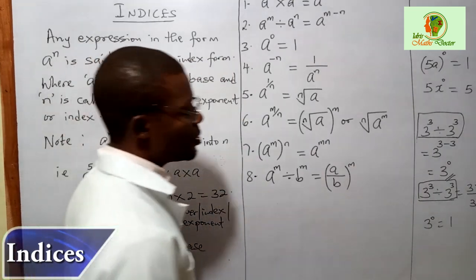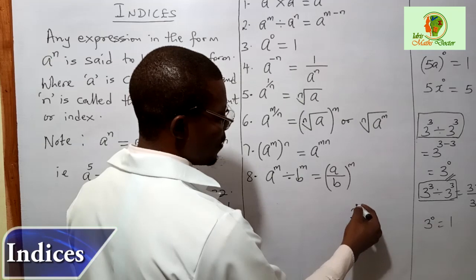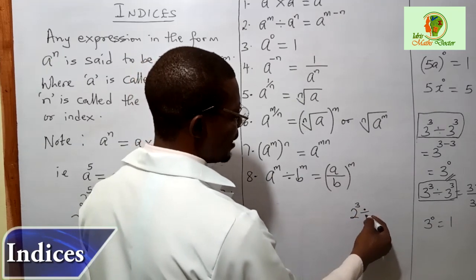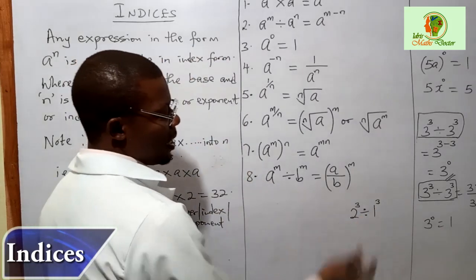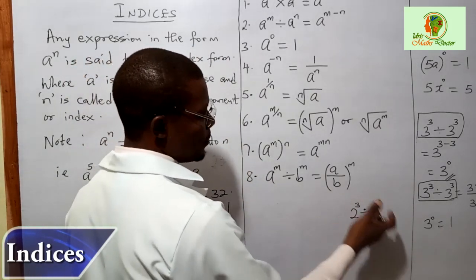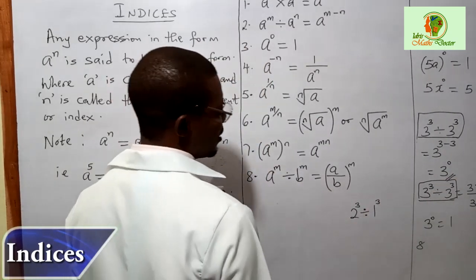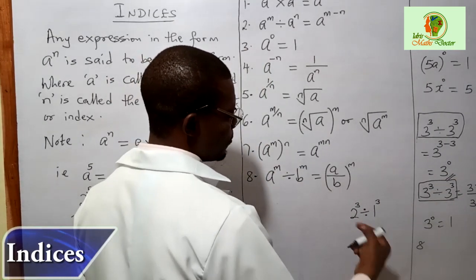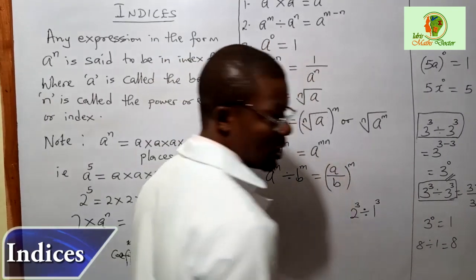You can have a question such as what now? 2 raised to power 3 divided by, let me say, 1 raised to power 3. 2 raised to power 3 normally means what? 2 times 2 times 2, which is 8. And 1 raised to power 3 means what? 1 times 1 times 1, which is 1. So if you divide, your answer is still going to give you 8.